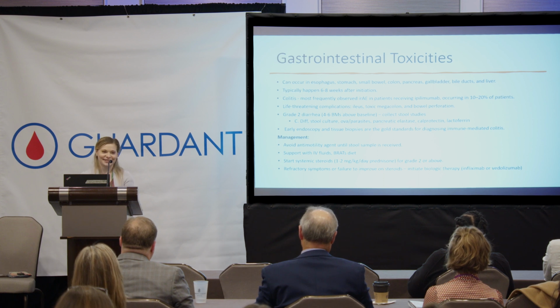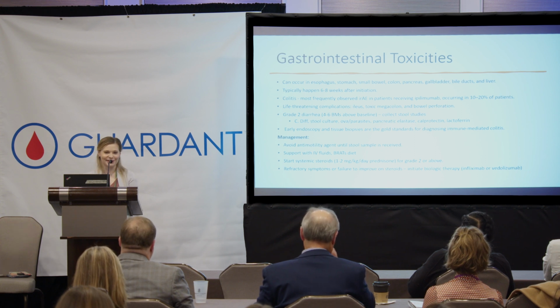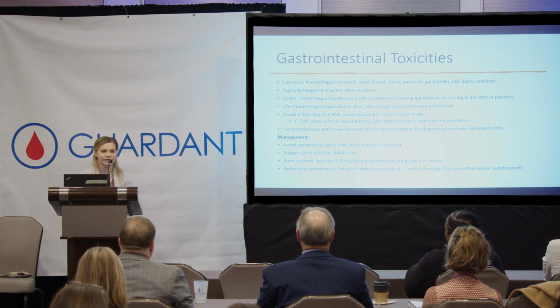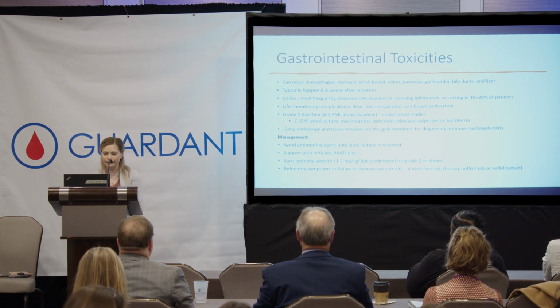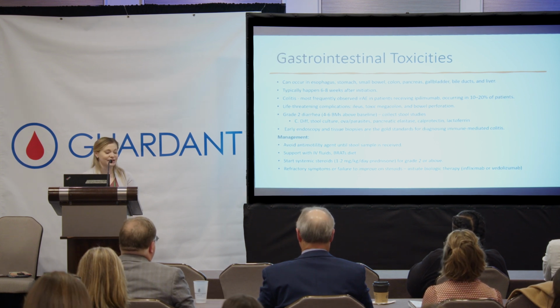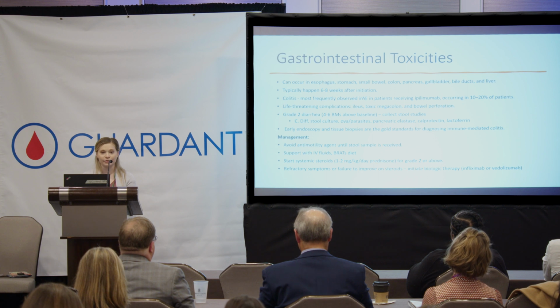GI toxicity. So this is a big one because when they do happen, your patients are not happy. You're not happy because you're trying your hardest to keep them out of the hospital, just because when you start having those serious grades of colitis, you're going to have lots of diarrhea, and it's hard to control that very quickly if it's rapid. So GI toxicities can occur in the esophagus, stomach, small bowel, colon, pancreas, gallbladder, bile ducts, and liver.